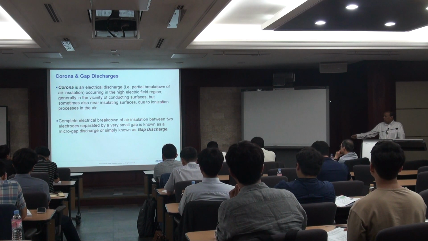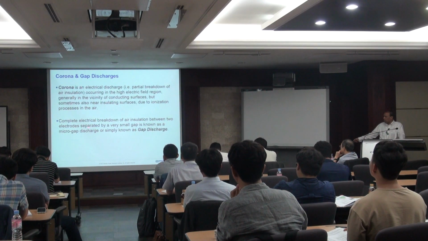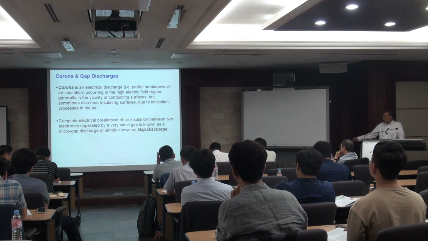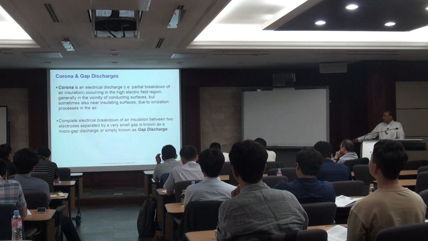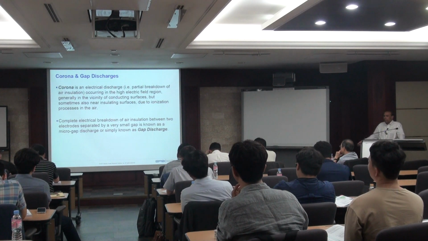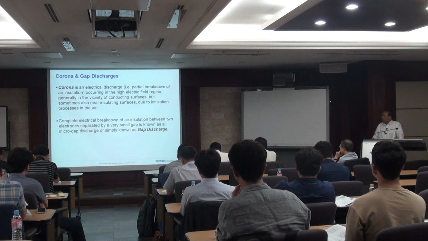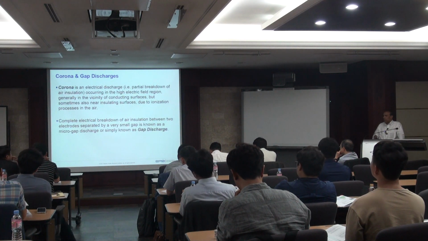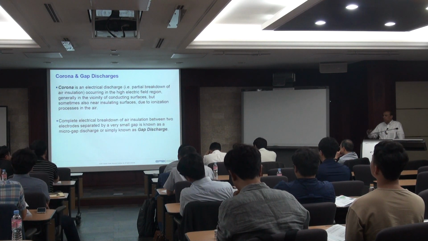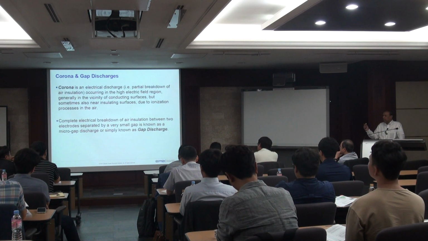Ionization comes from the ions. Gap discharge is really complete discharge, complete breakdown of air insulation between two electrodes separated by a very small gap, known as a micro gap discharge or simply gap discharge. These are basic definitions of these two. One is a complete discharge, the other one is a partial discharge. Corona is a partial discharge. Partial means not complete, it's only limited amount.